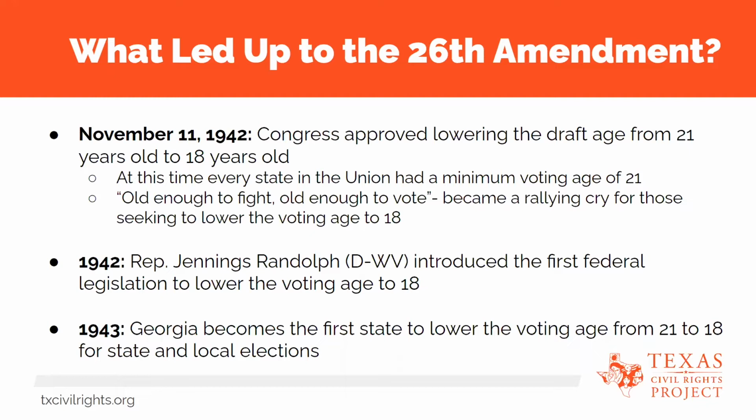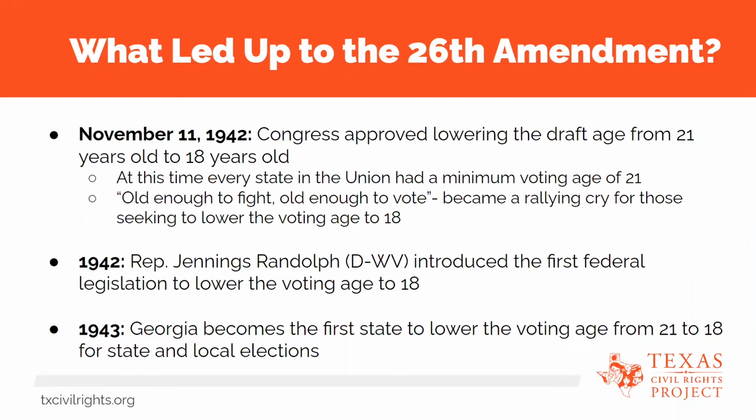In 1942, Representative Jennings Randolph from West Virginia introduced the first federal legislation to lower the voting age to 18. And over the next 40 years that he was in office, Representative and then later Senator Randolph would introduce that same legislation another 11 times. And that actually earned him the nickname the father of the 26th Amendment.